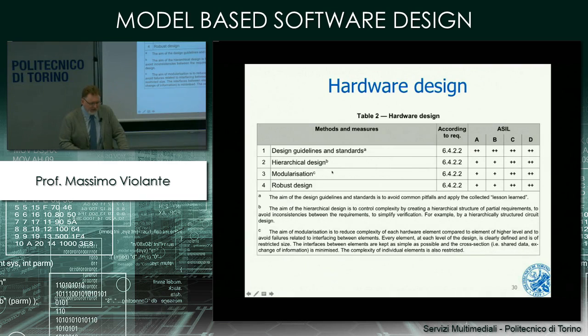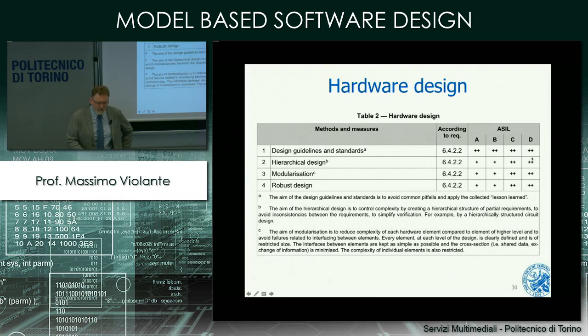So you have a number of elements to be conveyed into these design guidelines, and then you must adopt them. Then you need to use a hierarchical design, modularization, robust design, and as you can see here, the more you move closer to the D, the more stringent the recommendations of the standard become. So if ASIL-A basically mandates only the adoption of design guidelines and standards, while the other techniques are suggested but not strongly suggested, we can see that when we go to ASIL-C and ASIL-D, practically all of them are mandatory. This is because ASIL D is much more relevant from the safety point of view than an ASIL A, and so we must put the proper care in our design activities.